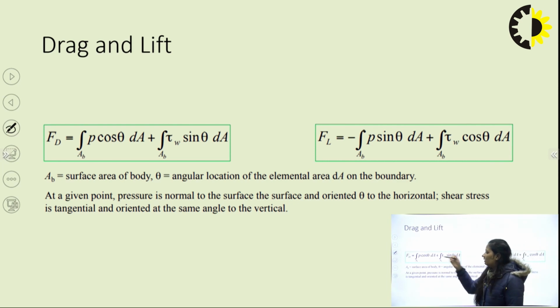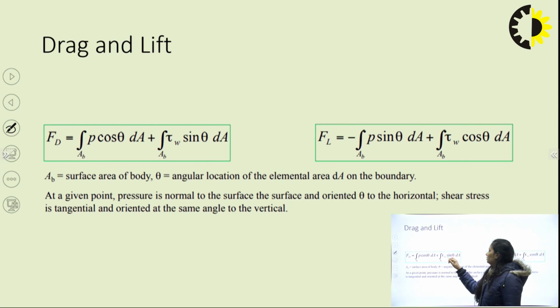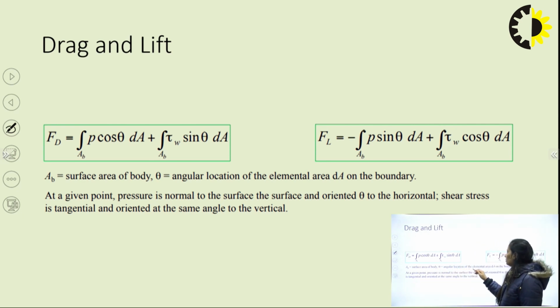After resolving pressure force and shear stress and integrating over the entire body, the formula for FD is the integral over A_B, the area of the object, of P cos theta dA plus the integral of tau_W sin theta dA. Here, what is A_B? It is the surface area of the body. And what is theta? This is the angular location of the elemental area dA on the boundary. Whenever you take a small incremental area, theta is the angular location of that elemental area.